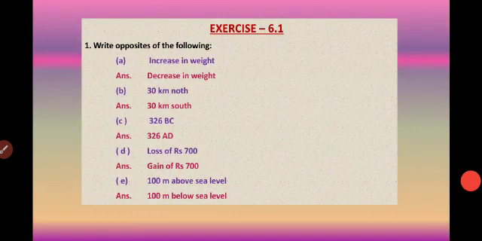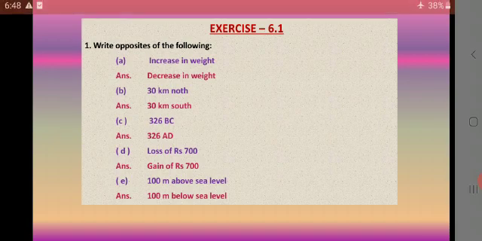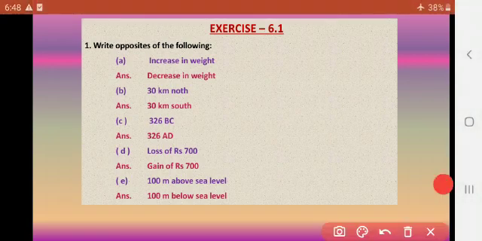Let us solve some questions from your textbook. Exercise 6.1. Write opposites. Okay. So increase in weight, the opposite will be decrease in weight. 30 kilometers north, the opposite is 30 kilometers south. 326 BC, it will be 326 AD. Loss of rupees 700, its opposite is gain of rupees 700. 100 meters above sea level, the opposite is 100 meters below sea level.